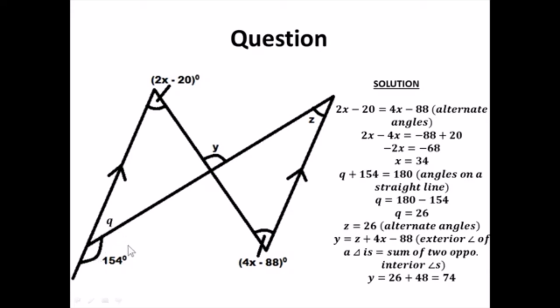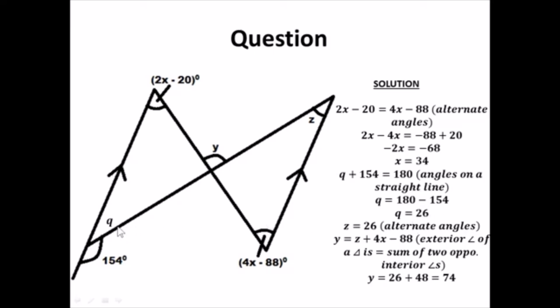So the addition of them will give us what? 180. Reason: angle on a straight line. And now we have here that Q plus 154 equals 180 degrees. Angle on a straight line. From there you can find our Q to be 180 minus 154. That gives us 26 as Q.